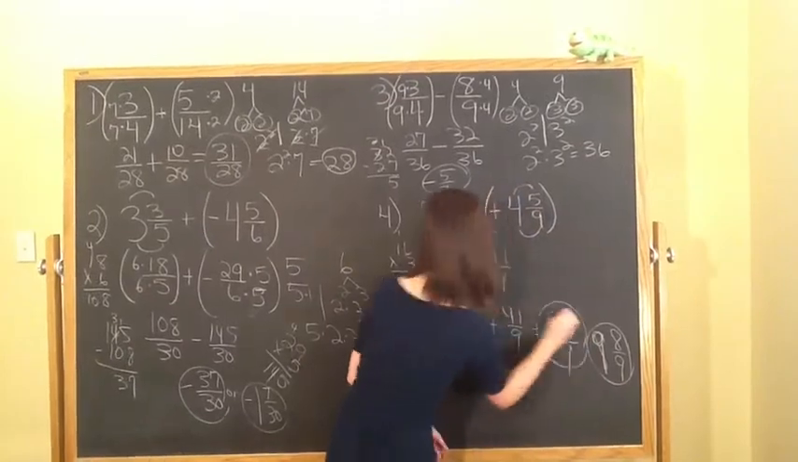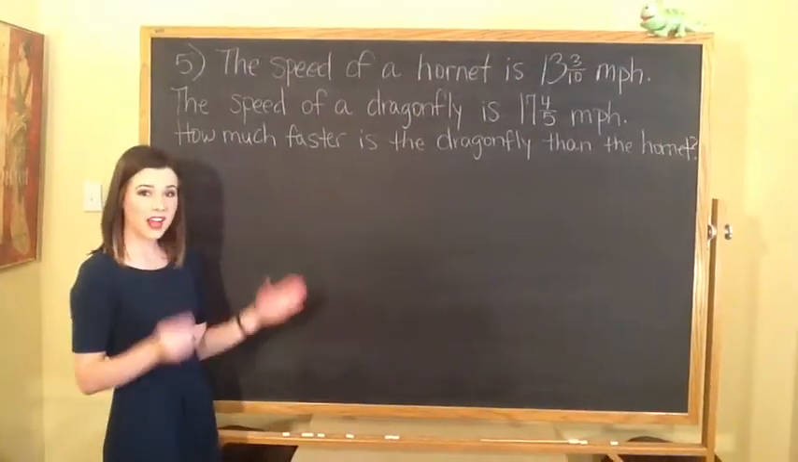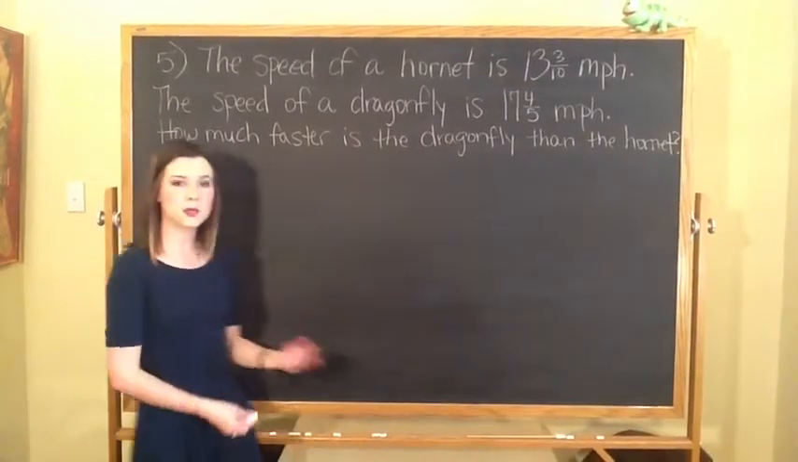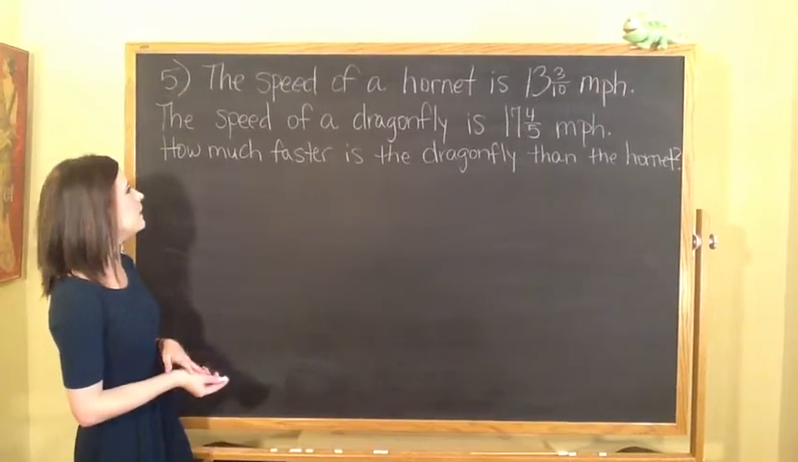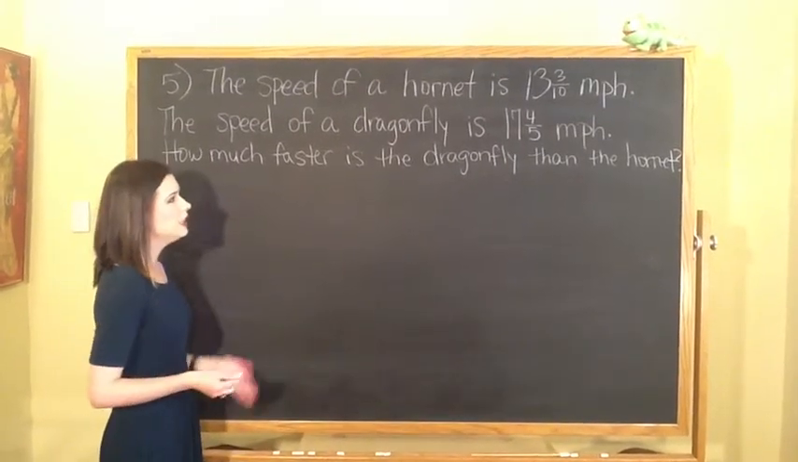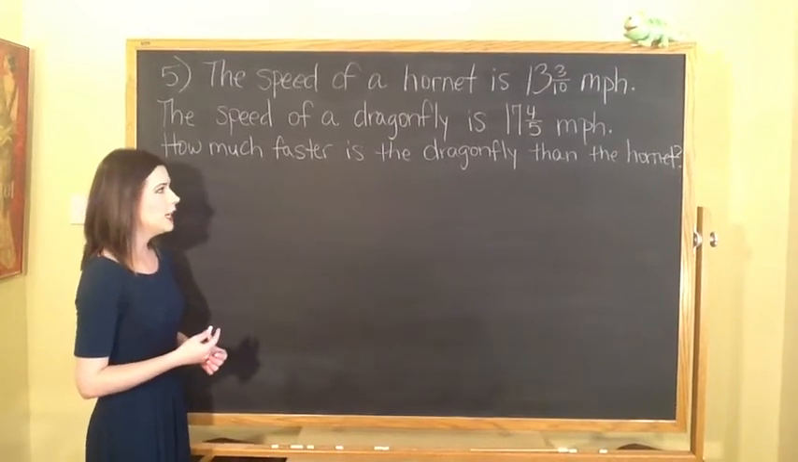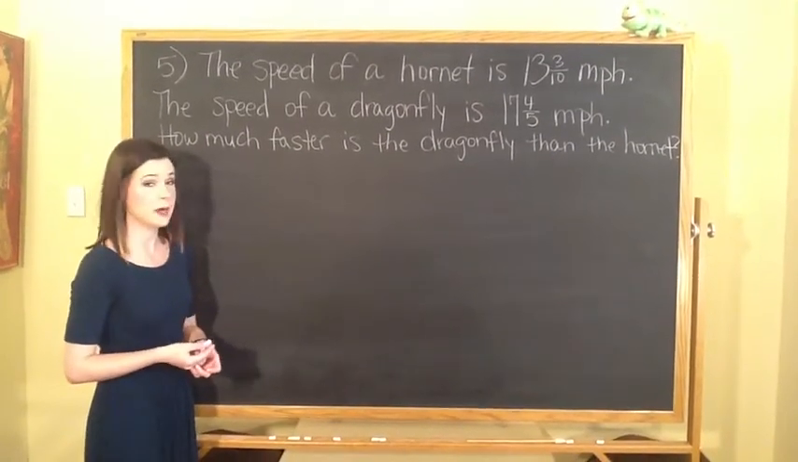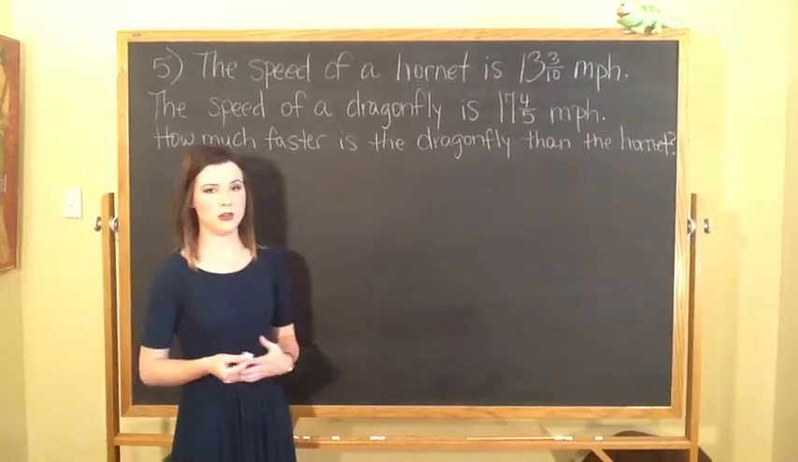So either or. Alright, let's go ahead and do one more example. Alright, let's go ahead and look at our final example. Now this one is a word problem, obviously, so let's go ahead and think through it together. It says the speed of a hornet is about 13 3/10 miles per hour. The speed of a dragonfly is 17 4/5 miles per hour. How much faster is the dragonfly than the hornet?